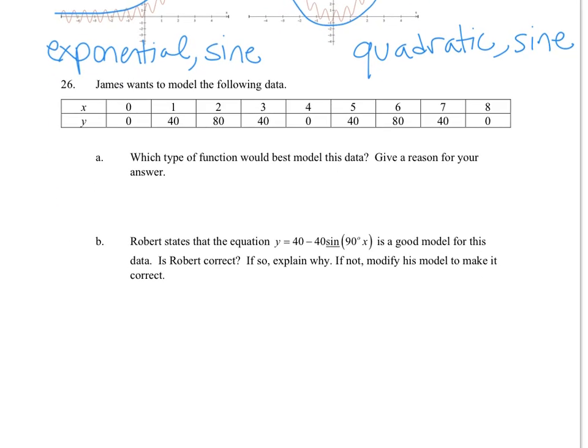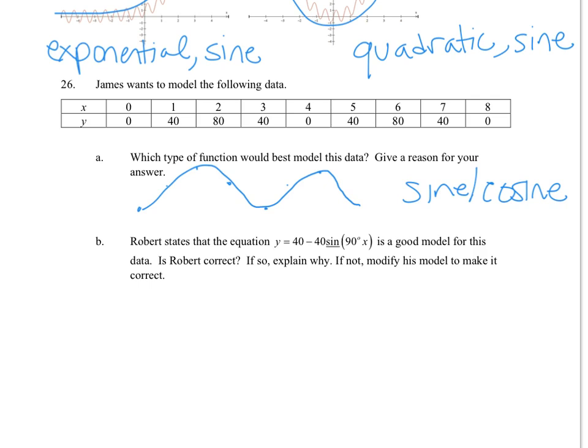Okay, so for 26, what type of function do I think best models this data? If I look at it, we got 0, 40, 80, 40, 0, 40. Kind of making this wave pattern. So I would say it's some kind of trigonometric sine or cosine because of the oscillating data that's repeating. He thinks this equation is a good model. Is he correct?